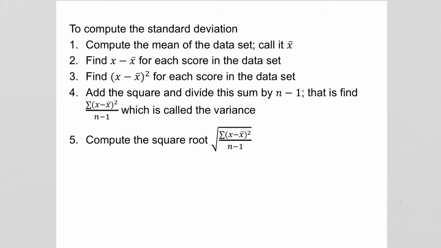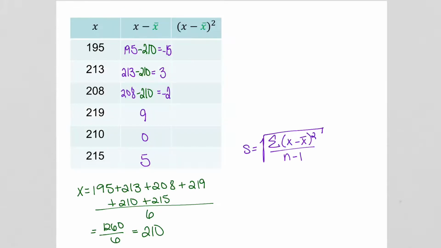The third step is to find the square of each of those differences we just found. So we're going to take negative 15 and square it. We get 225, and that's positive because it's negative 15 times negative 15. Then 3 squared is 9. Negative 2 squared is 4. 9 squared is 81. 0 squared is 0. And 5 squared is 25.